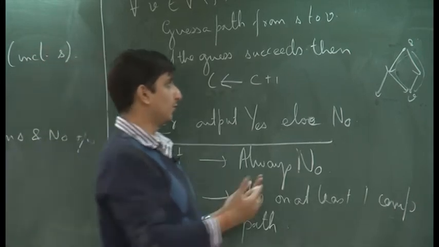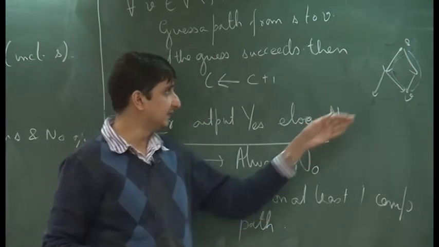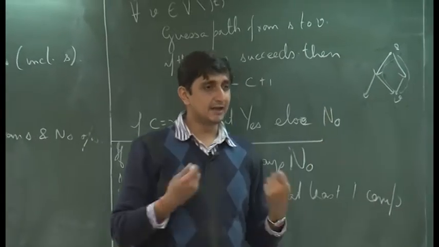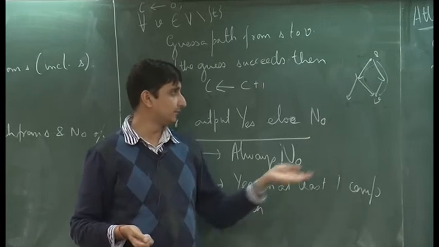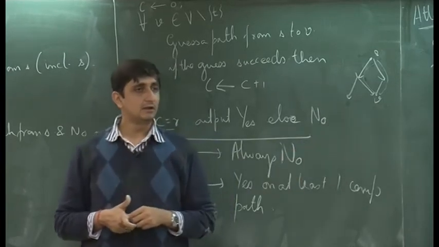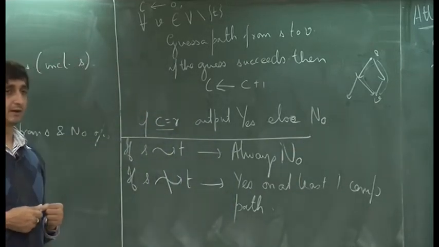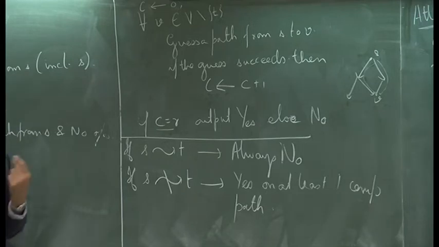What does it mean to guess? It just means that when I am at this vertex, I am choosing which way I should go, either this way or this way. So, if a vertex is reachable, then the claim is that there is at least one path which will lead me to the correct destination.